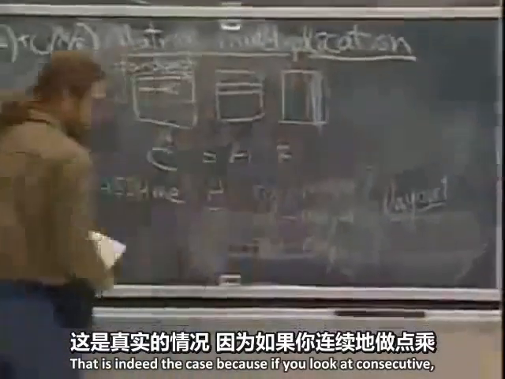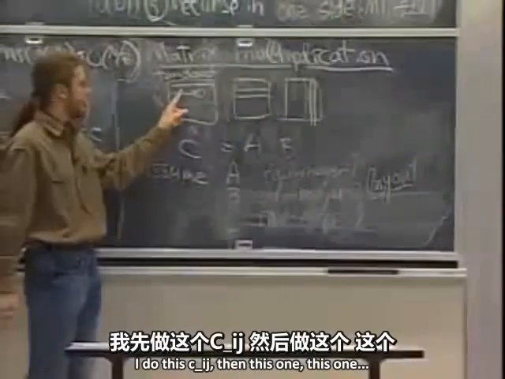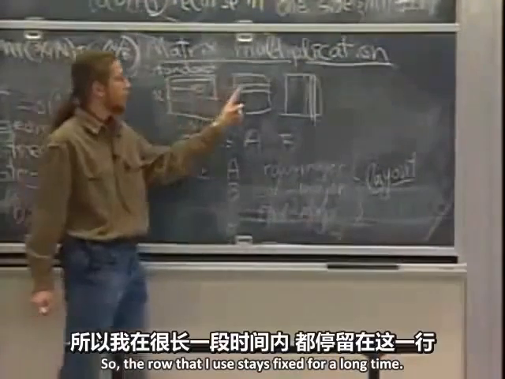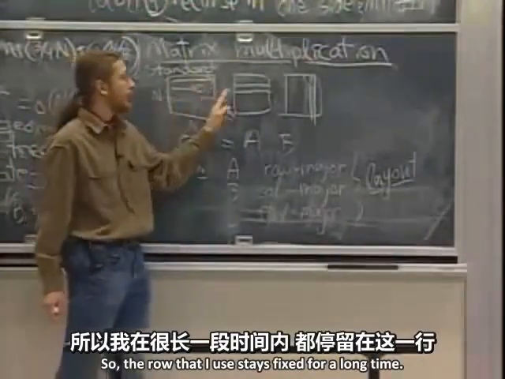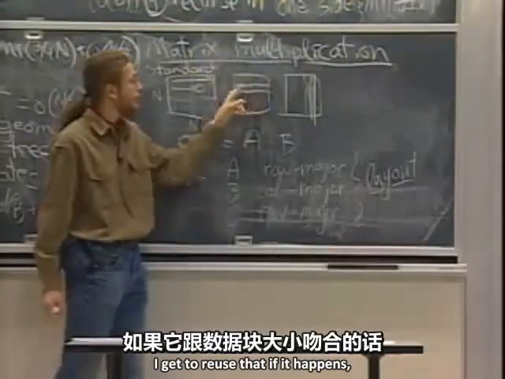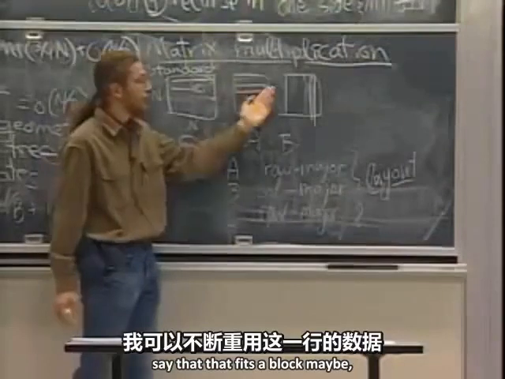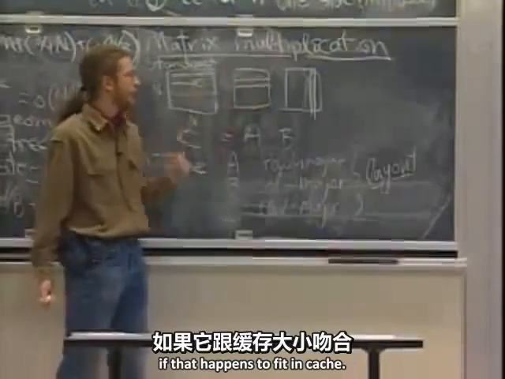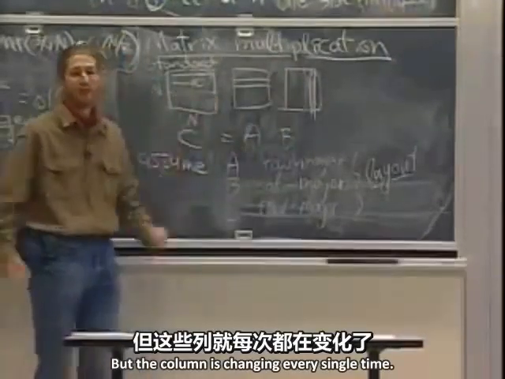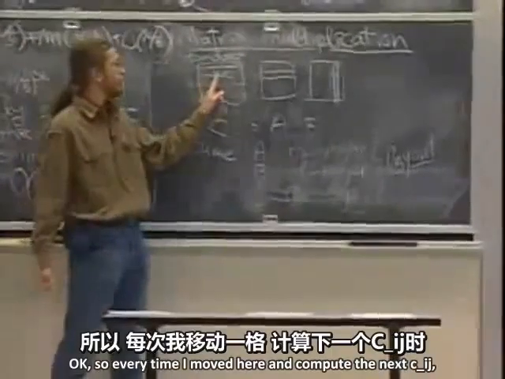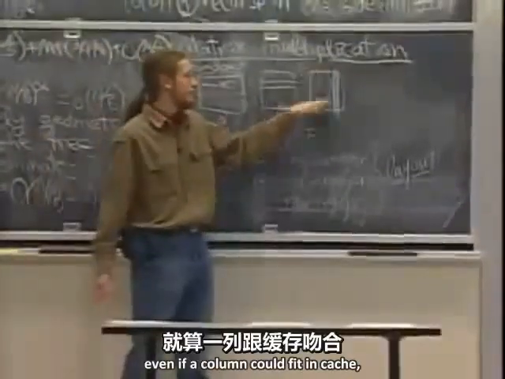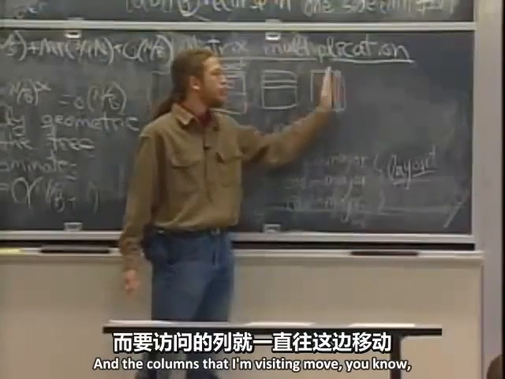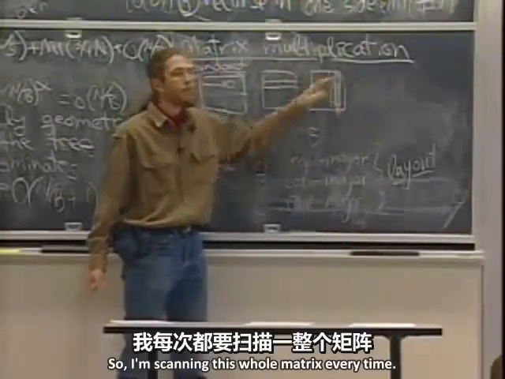That is indeed the case, because if you look at consecutive computations, I do this Cij, then this one, this one, this one, keep incrementing j and keeping i fixed. So the row that I use stays fixed for a long time. I get to reuse that row several times, if it happens to fit in cache. But the column is changing every single time. Even if a column could fit in cache, I can't fit all of the columns in cache. And the columns I'm visiting just scan across. I'm scanning this whole matrix every time.